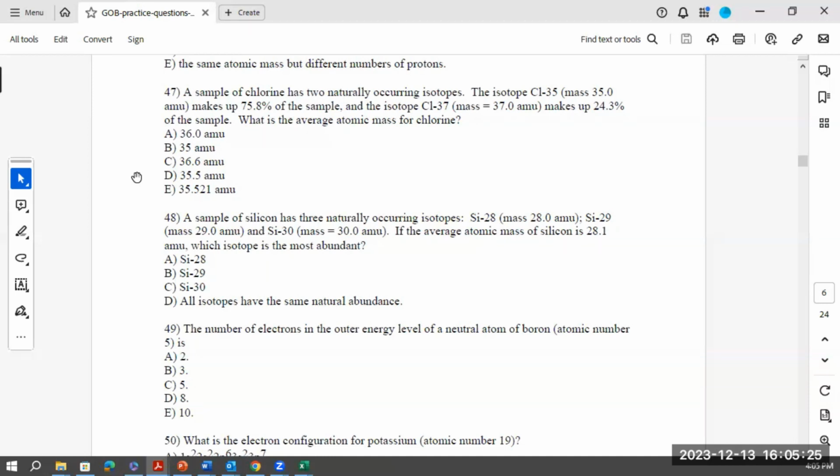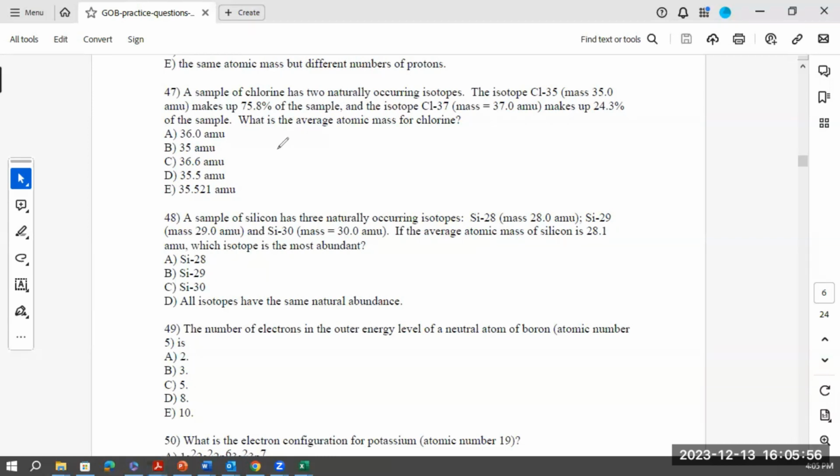Because there's 75.8% 35 and there's 24.3%, right? So they're not equally abundant. So that's the reason why you can't add them up together. We know that one of them is more than the other, so we've got to account for that. The simplest way of doing that is just taking this, making it into a decimal, right? So instead of having a percentage, we're going to make it 0.75, or 0.758.